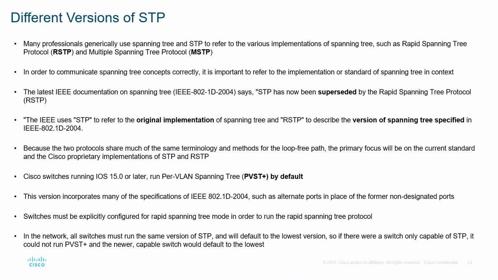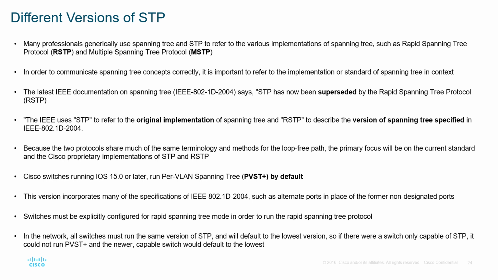Many professionals generally use spanning tree and STP to refer to the various implementations of spanning tree, such as Rapid Spanning Tree Protocol and Multiple Spanning Tree Protocol. In order to communicate spanning tree concepts correctly, it is important to refer to the implementation or standard of the spanning tree in its context. So the latest IEEE documentation, which is 802.1D-2004, says STP has now been superseded by Rapid Spanning Tree Protocol, or RSTP. The IEEE uses STP to refer to the original implementation.